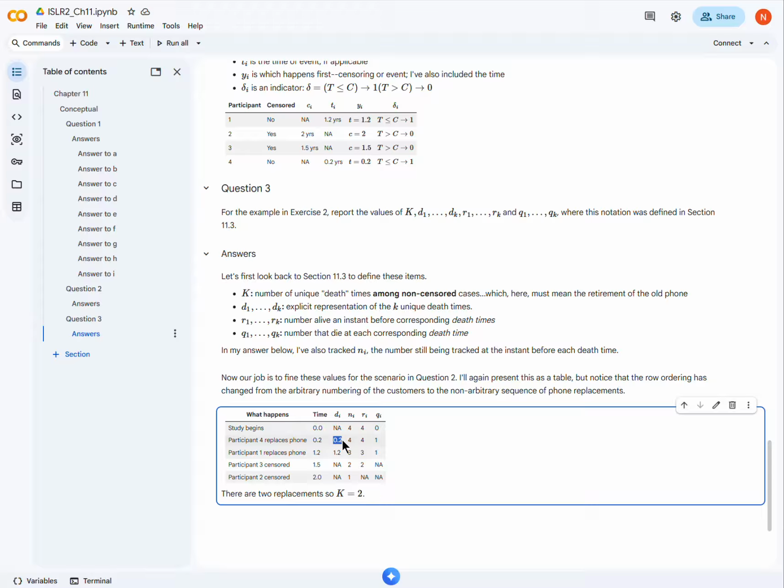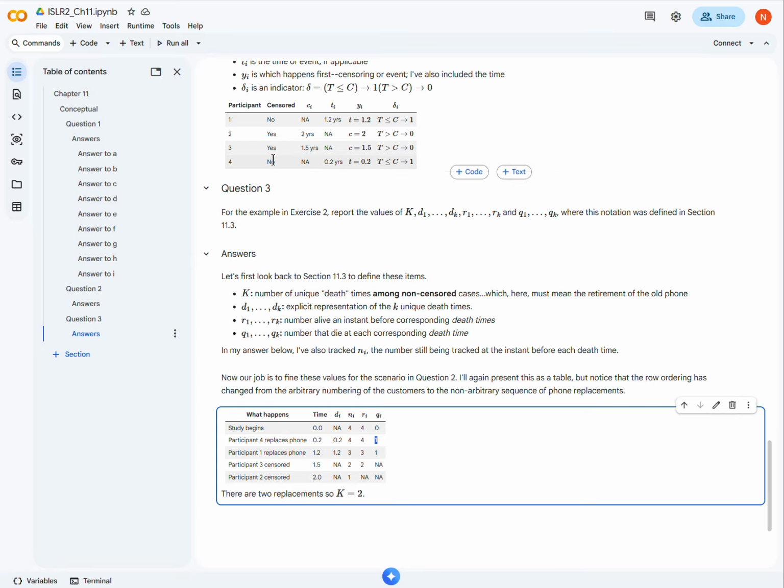And what is the death time? It's 0.2 because that's what happened at 0.2. And so just before that, there were 4 people that we were tracking. All 4 of them had not replaced their phone, but at time 0.2, one of them replaces their phone. Okay.